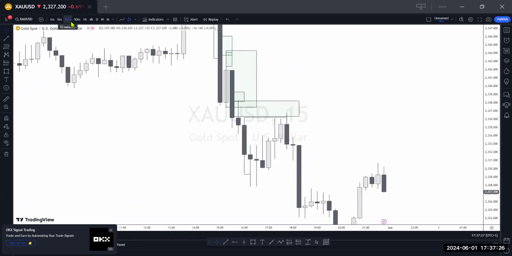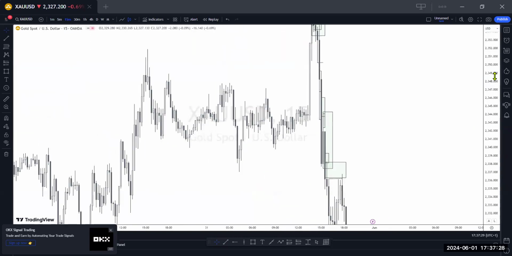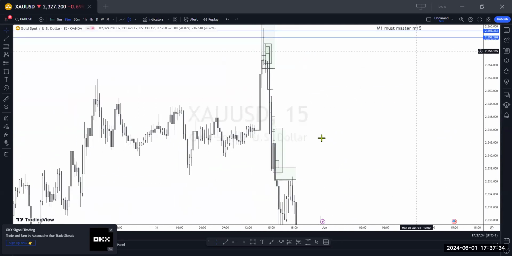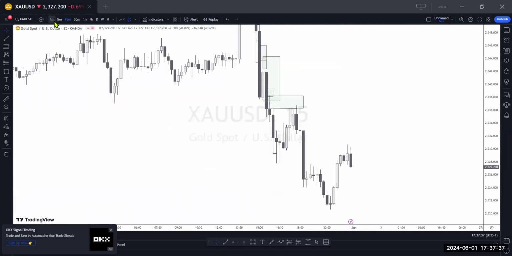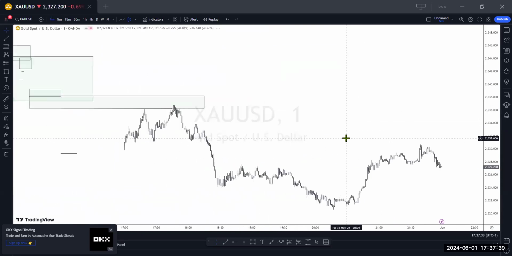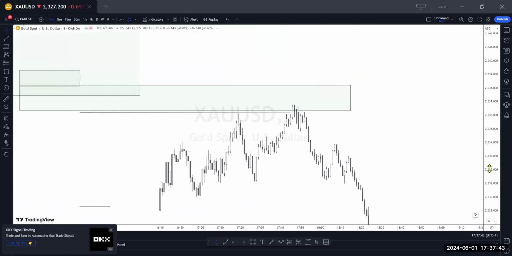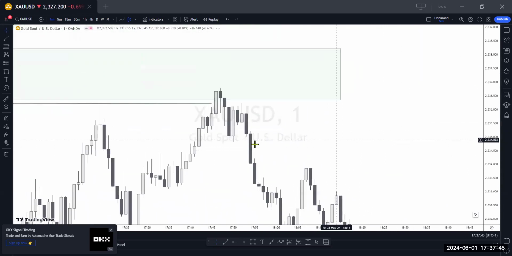So from M15, what time frame do I go to? Don't forget your draft transposition, guys. From draft transposition to trade M1, you must master M15. Okay, so on M15, I'll go to my M1. So on M1, I only need to see an engulfing to take the trade, or I only need to see breakouts. Okay, so let's see. What do we have here?